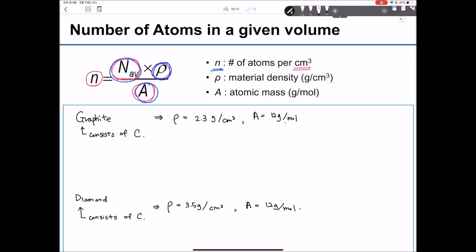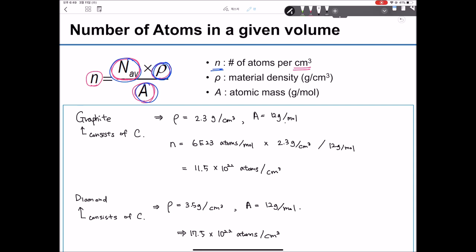So what are their numbers? N equals Avogadro's number, which is 10 to the 23 atoms per mole, times 2.3 grams per cubic centimeter, the density, divided by the atomic mass, which is 12 grams per mole. If you do the calculation, it will be 11.5 times 10 to the 22 atoms per cubic centimeter. If you do a very similar thing for diamond, what you will get is 17.5 times 10 to the 22 atoms per cubic centimeter.